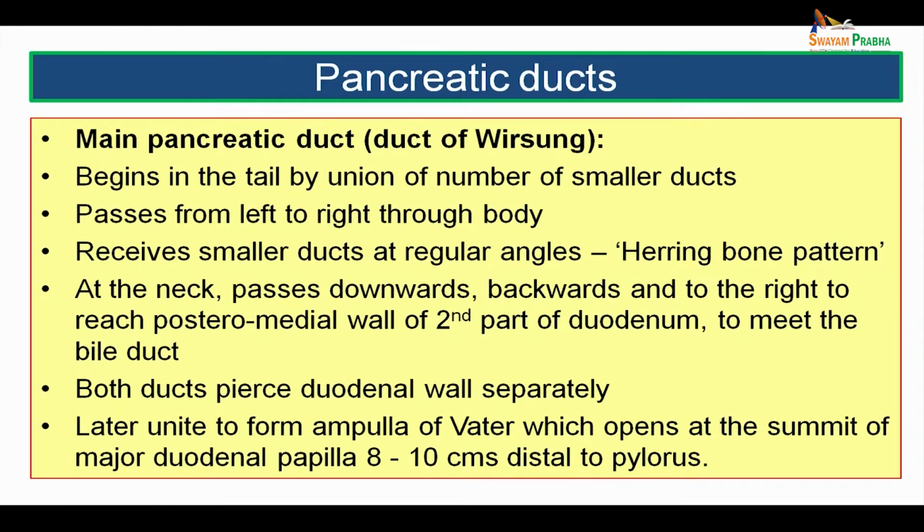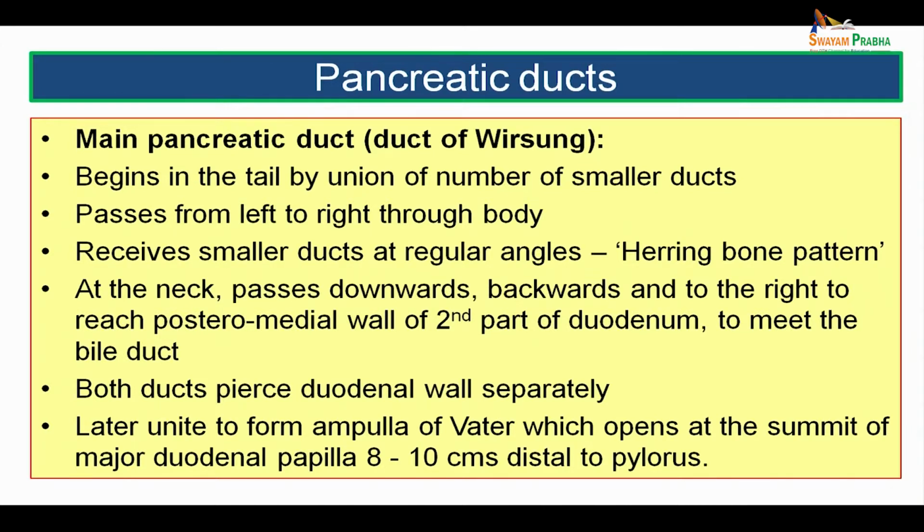At the neck of the pancreas, the main pancreatic duct passes downwards, backwards and to the right to reach the posteromedial wall of the second part of duodenum, where it meets the bile duct.